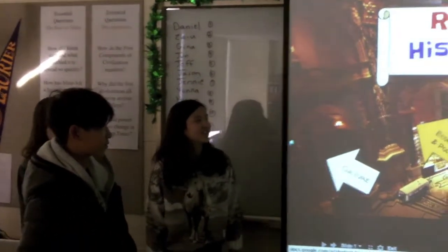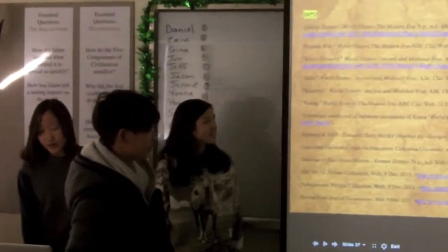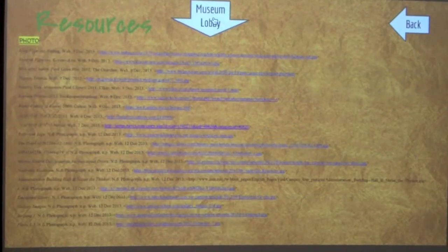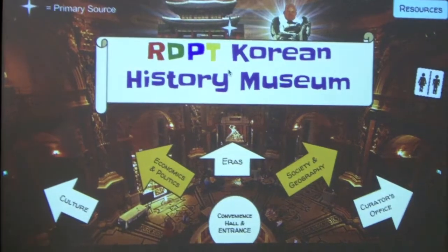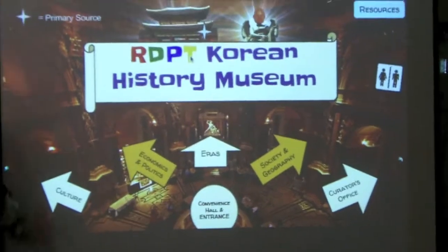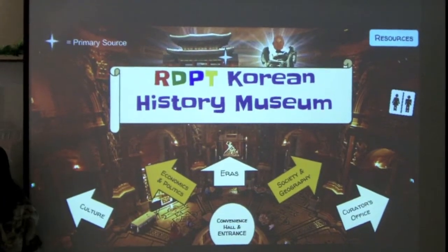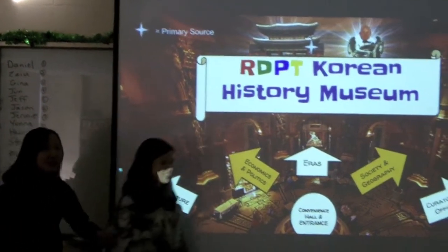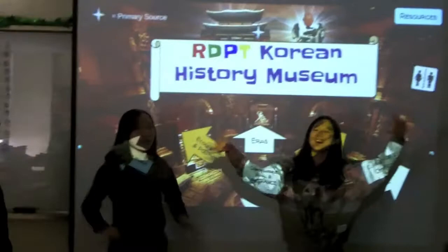This is our resources, lastly, and so many. These are our citations. There's a lot of them. And lastly, the star sign up there is the symbol for showing our prime resources that we took in the museum. So thank you for watching our virtual museum. Thank you.